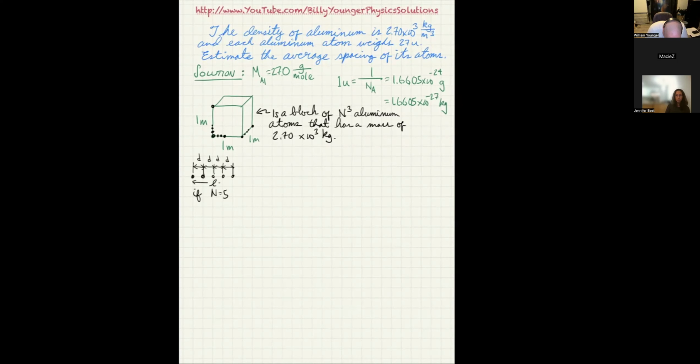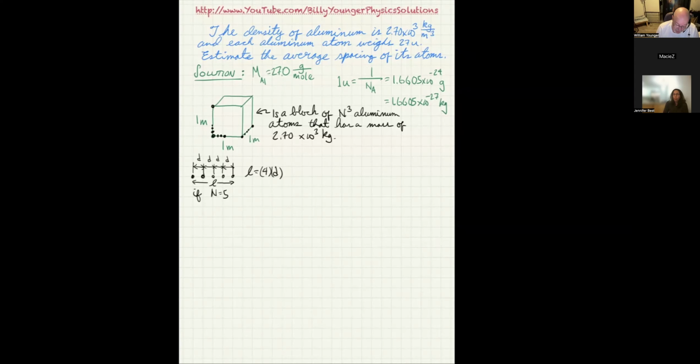Let's call that length L, okay? And ooh, I drew it a little long on that end there. Let's draw that length L. And from this model, we can say L is equal to 4 times d. Would you agree with that?